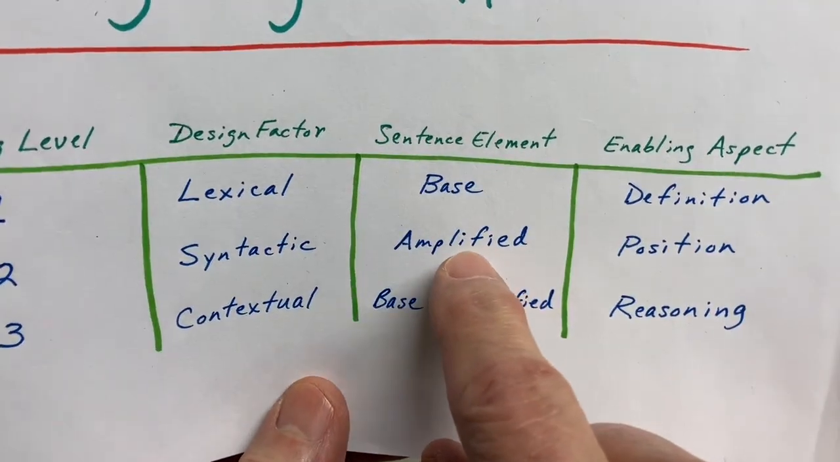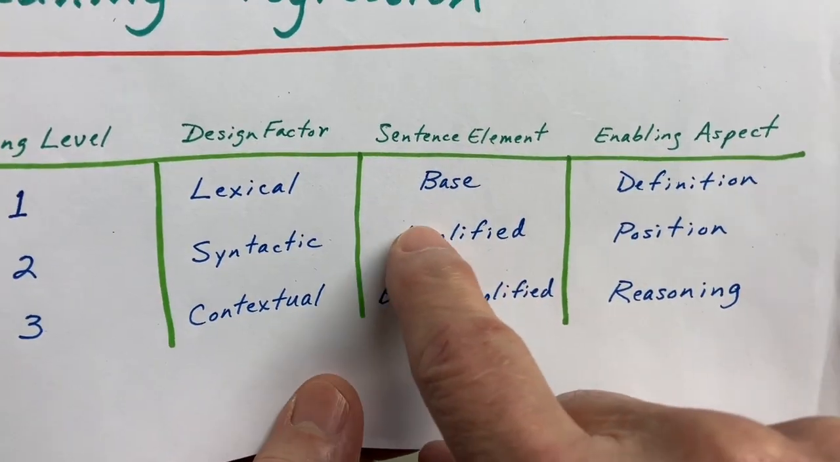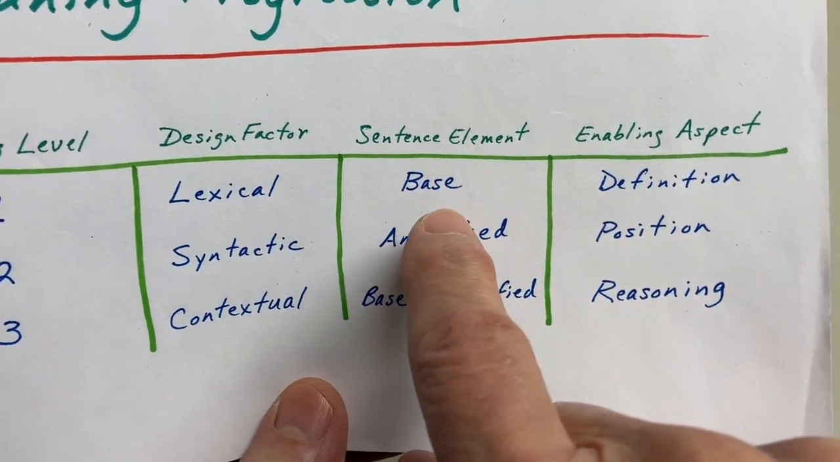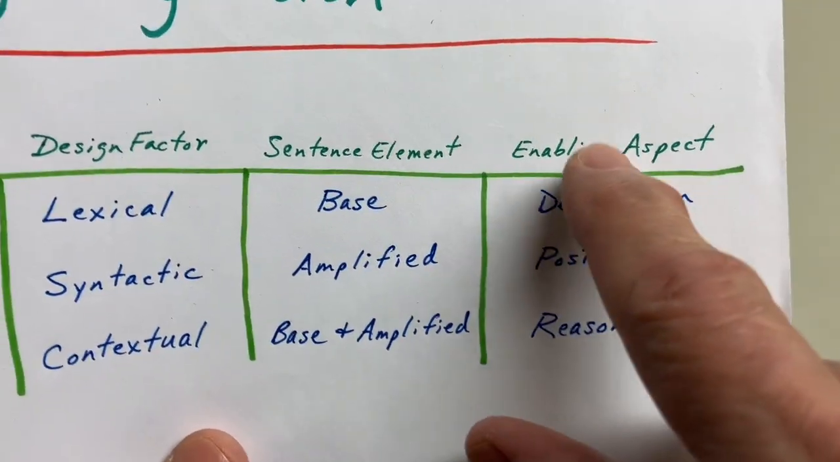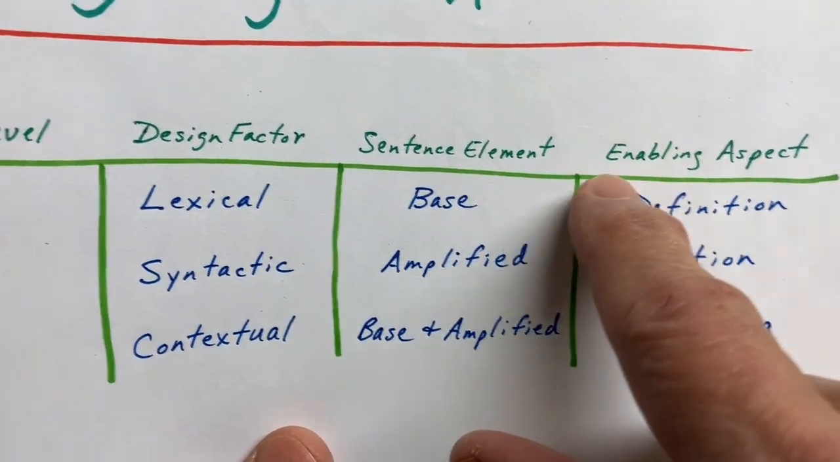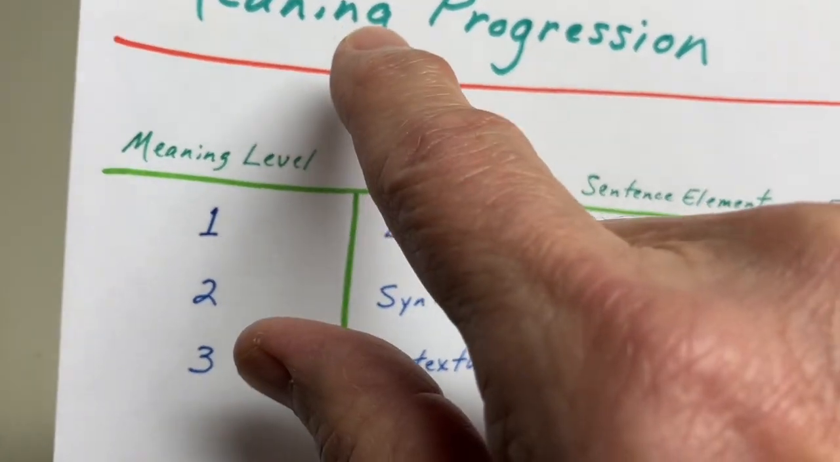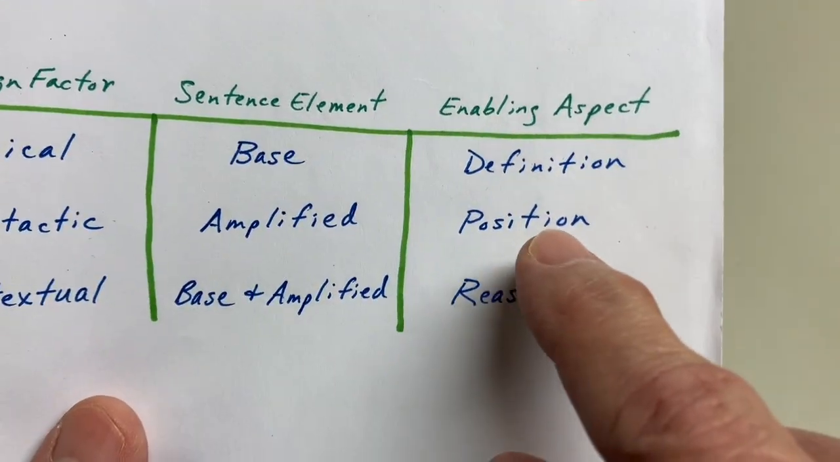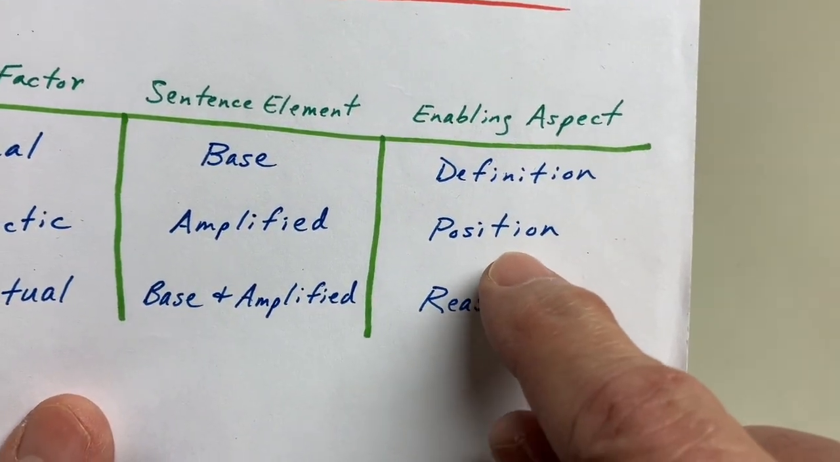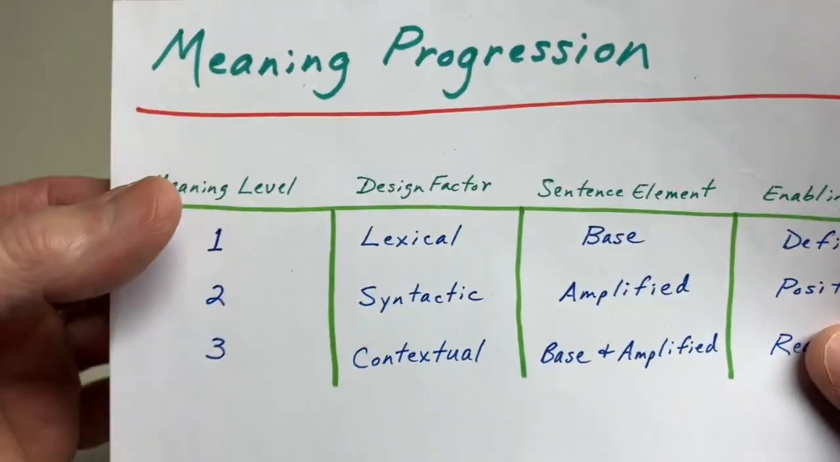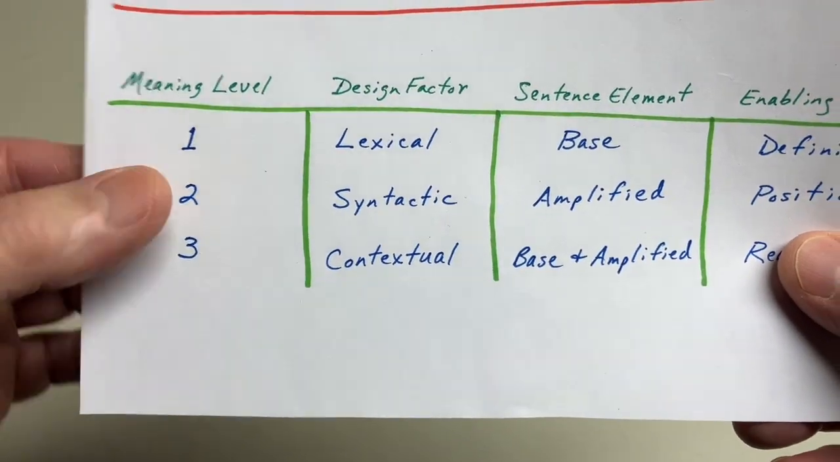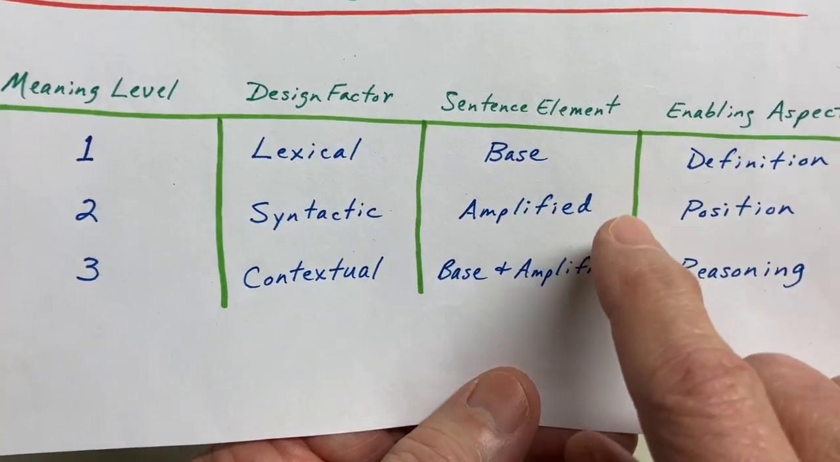Now, you move to level 2, and we're at the syntactic design factor level. And that's the level with amplified elements. In other words, groups of words, groups of base words. Phrases, clauses. The enabling aspect, the thing that enables a greater sense of meaning, see, we're progressing here, is the fact that the word has a specific position. It has a specific place. So you see, we moved from level 1 to 2, and the meaning became more clear.